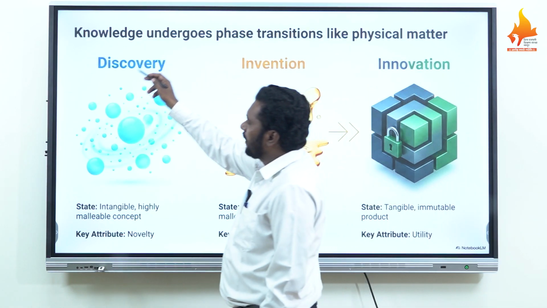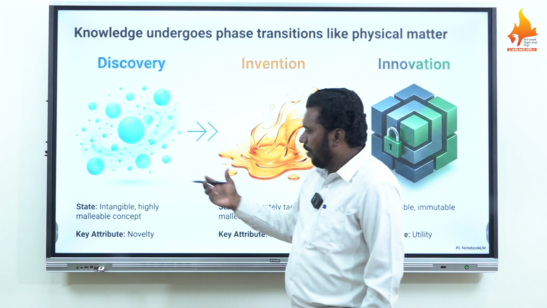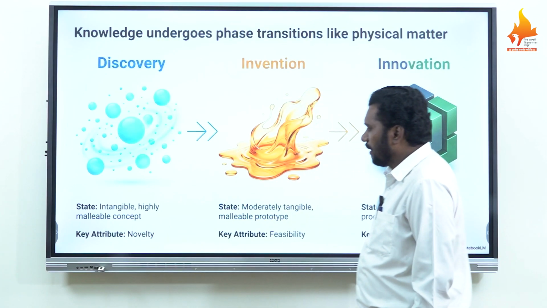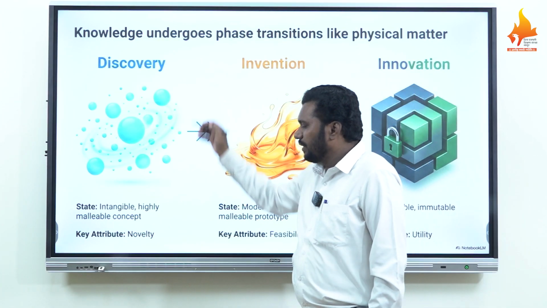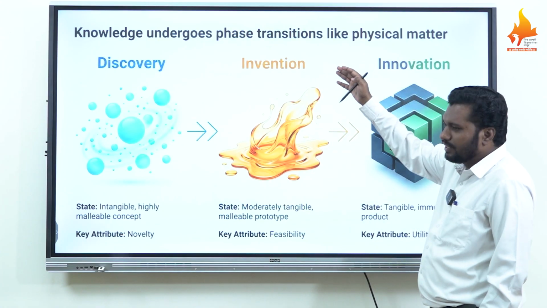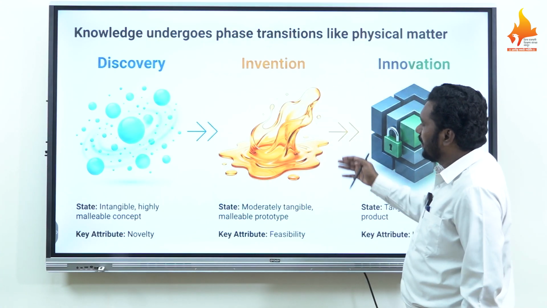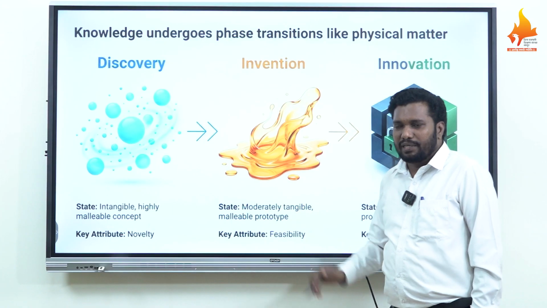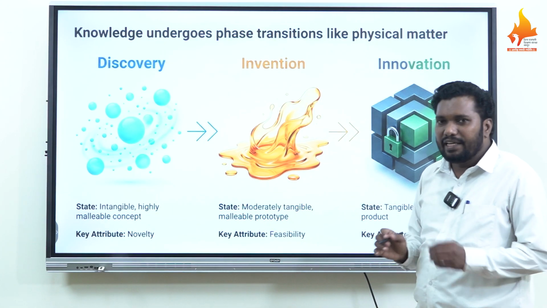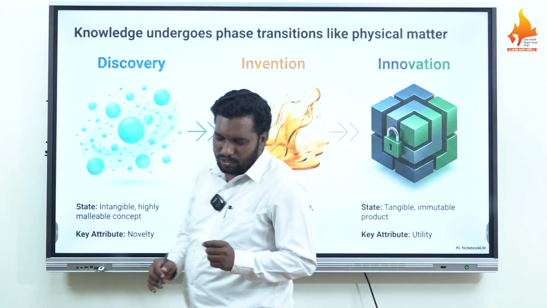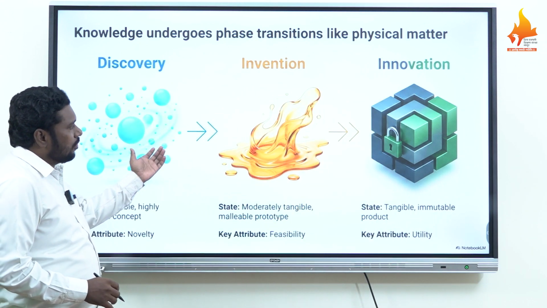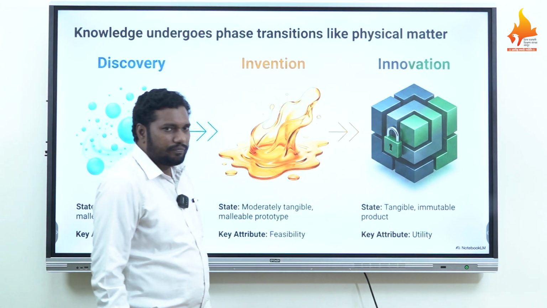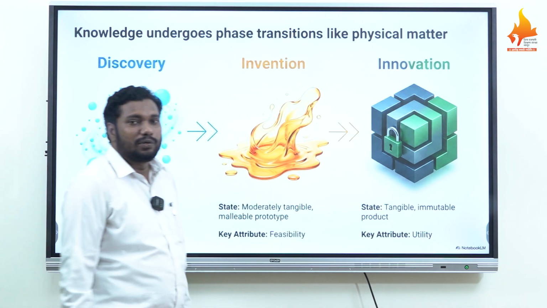We can relate discovery to the nature of gas. The state of discovery is an intangible, highly malleable concept, and the key attribute of discovery is novelty. When we talk about invention, we can describe it as a liquid state, where it is a moderately tangible and malleable prototype. The key attribute of invention is feasibility. Innovation is the solid state, which is a tangible, immutable product, and the key attribute is its utility.